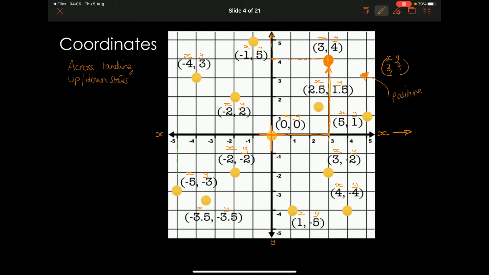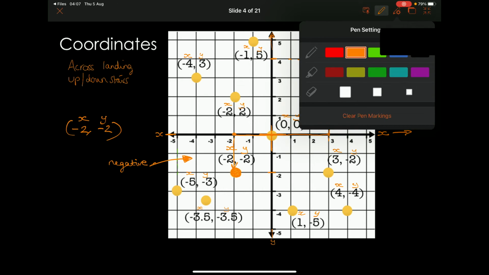Okay, let's label this point down here. We're going to go across the landing. It's sitting on -2, so -2. And then down the stairs this time. If we're going down the stairs, you can see that it sits on -2. So x is -2 and y is -2. You will also notice that everything in this quadrant is negative, because we have all negative x coordinates and all negative y coordinates.